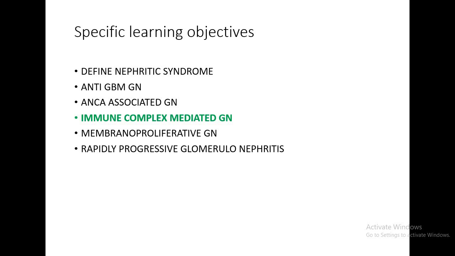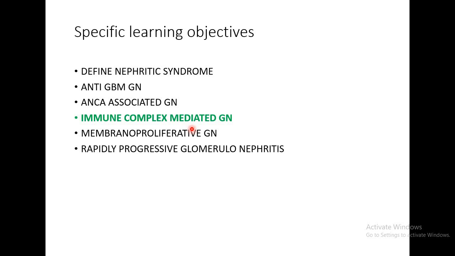So next we'll start with immune complex mediated glomerulonephritis. This we'll study under three headings. One is IgA nephropathy, and then we'll talk about post-streptococcal glomerulonephritis, and then lupus nephritis. As the name itself suggests, it is immune complex mediated glomerulonephritis. So there will be presence of immune complex deposits in the glomeruli.